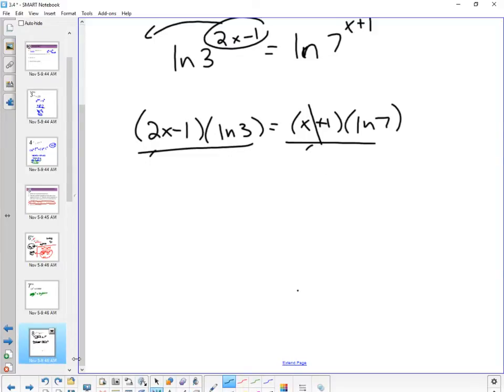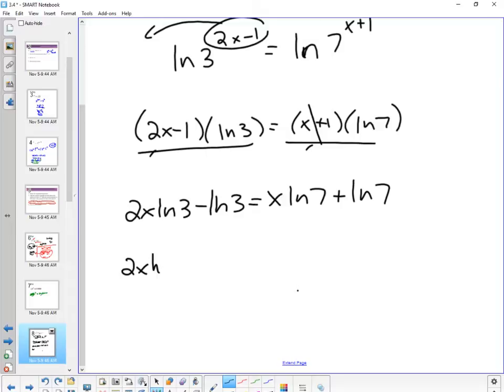So this would become 2x ln 3 minus ln 3 is equal to x ln 7 plus ln 7. Yeah, because now I can actually move stuff around and take things out if I needed to. So let's see here. I'm going to get all x's on this side. So 2x ln 3 minus x ln 7 is equal to ln 3 plus ln 7, right? Yeah.